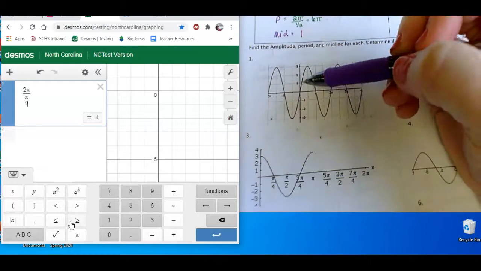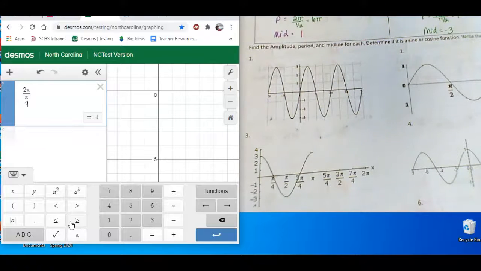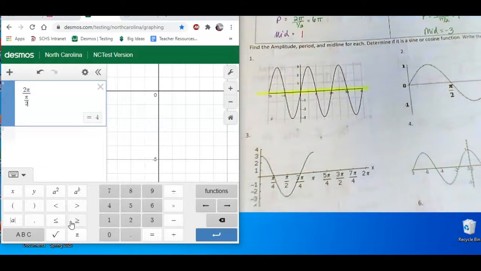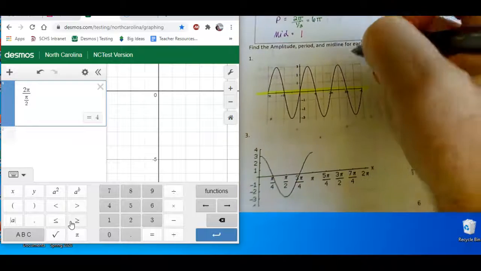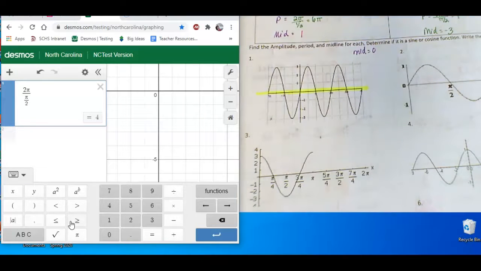So, on this graph right here, first thing I would do is I would figure out, okay, where's the middle of the graph? Because the middle of the graph helps me find everything else that I need to find. Okay, the middle of the graph is at the x-axis. And you can just look at like the max and the min and see what's in the middle of it. Okay? What that tells me is that the midline is 0. Because that's the middle. And that's the first thing I look at.